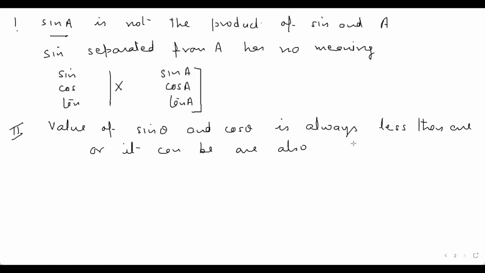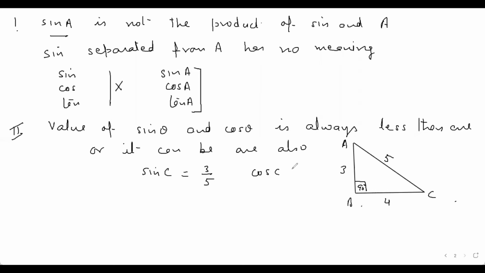Now this is a right angle triangle. If this side is 3, this side is 4. We know that this side is 5. Now hypotenuse is the longest side. Sine C will be 3 by 5 and cos C will be 4 by 5. So this is less than 1. Since this is the longest side, hypotenuse comes in the denominator.